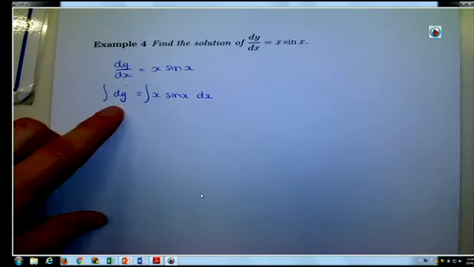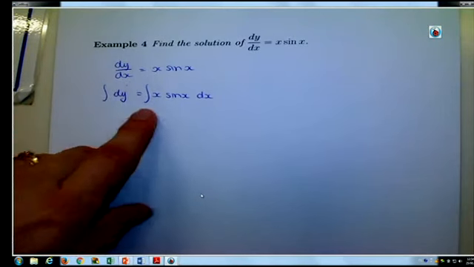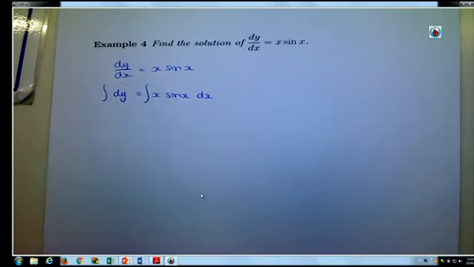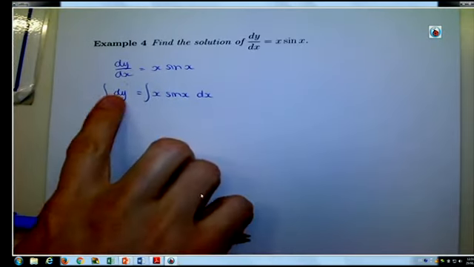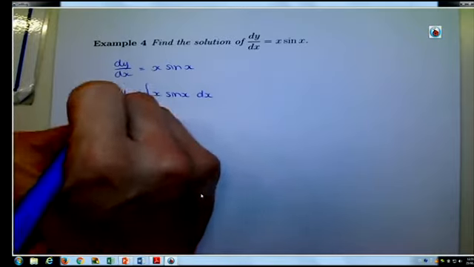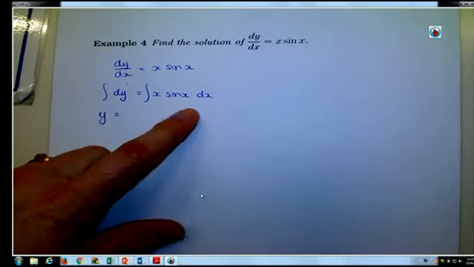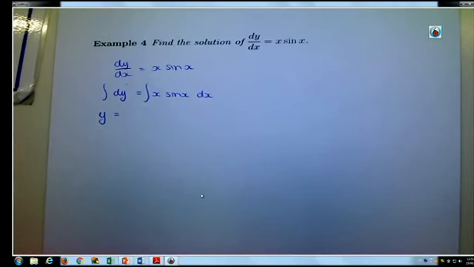Lots of people will just go y equals and write down the integral of this side, but this is actually what's happening behind the scenes, all right? You're integrating 1 with respect to y. All right, that side's easy. This side here we're going to do with integration by parts because we've got the product of two things.